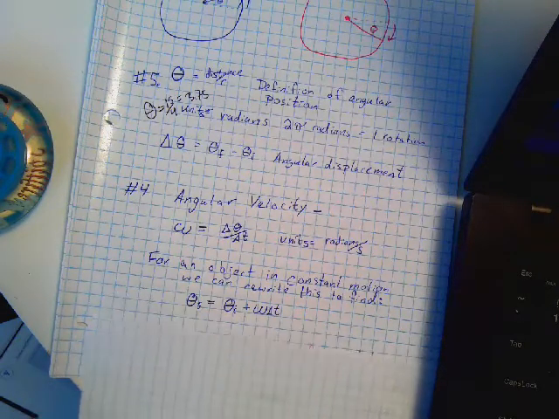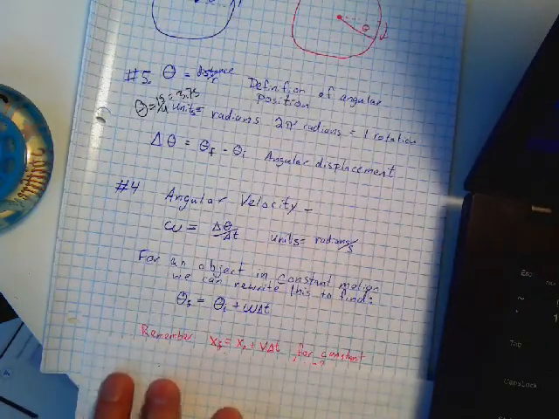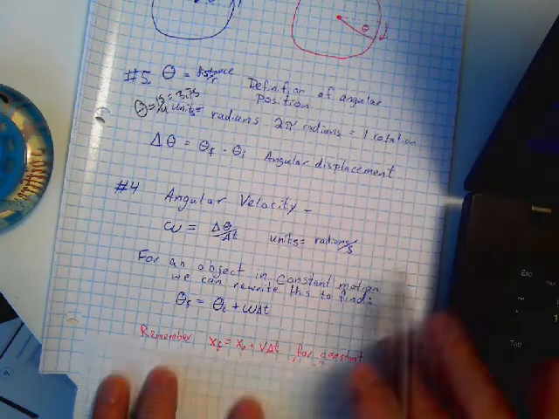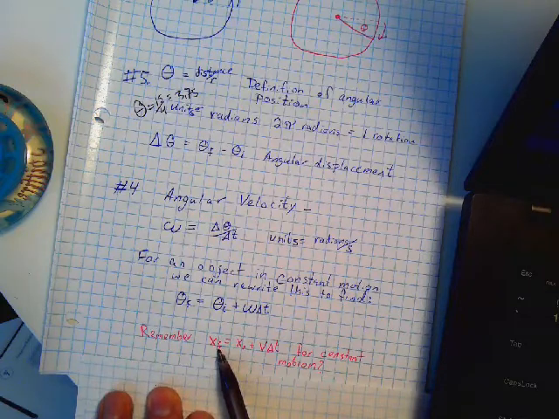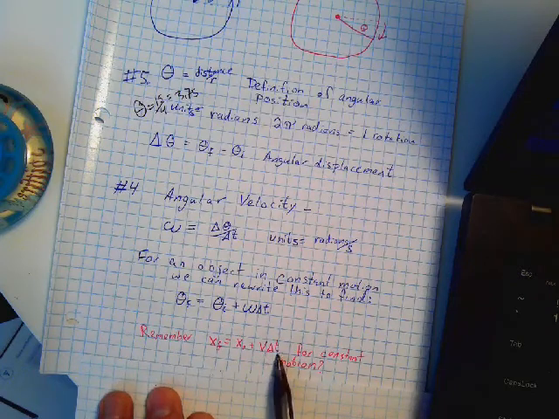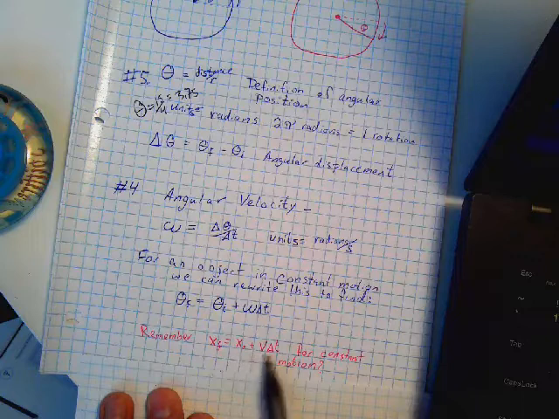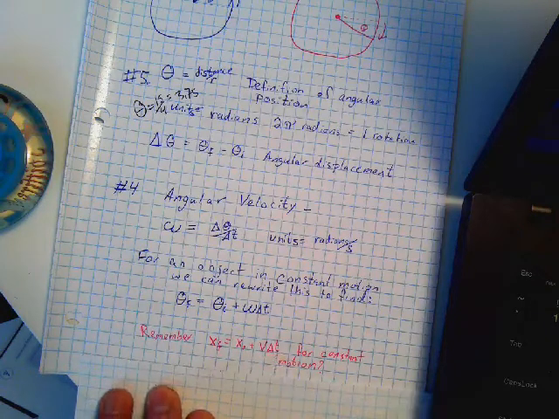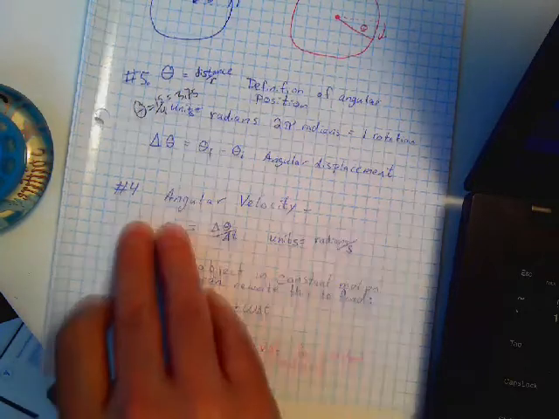Now, if you remember way back when, if we had a constant motion, xf, the final position, was equal to the initial position plus how fast we were going times the time. So where we end up is equal to where we started plus the velocity times time. We're going to see this a lot with rotational kinematics. So moving on then to number, I don't want to give away too much here.